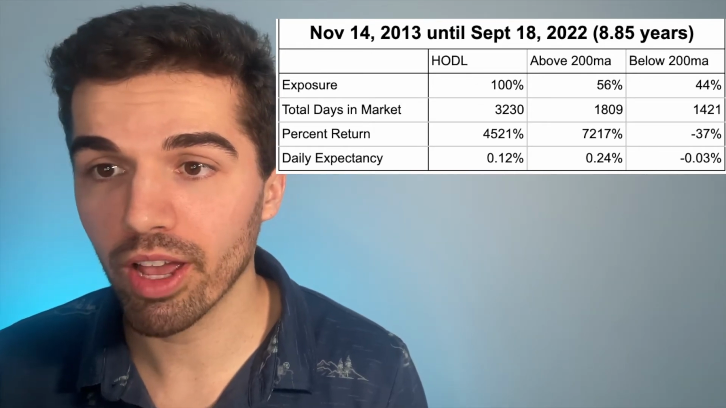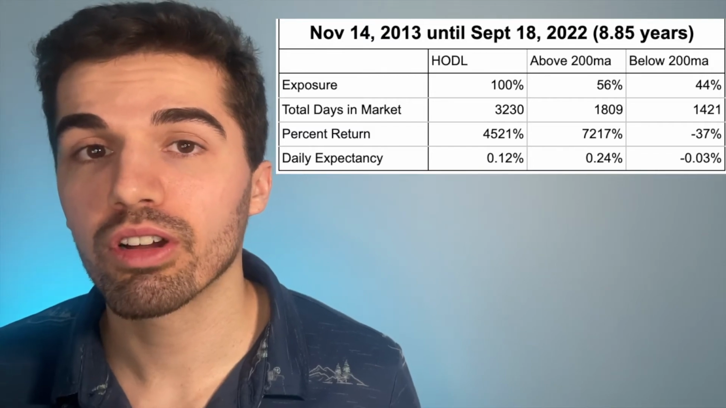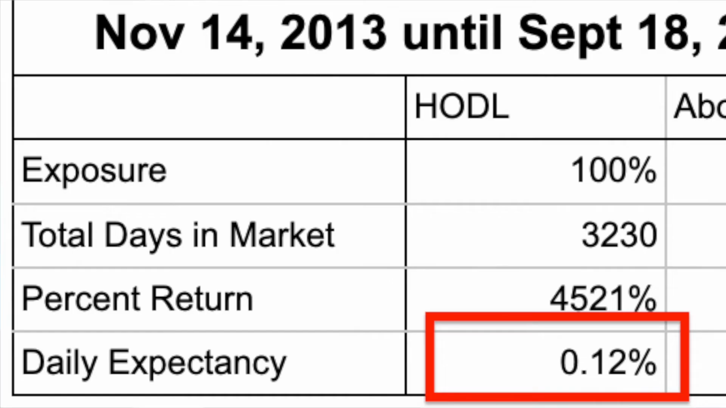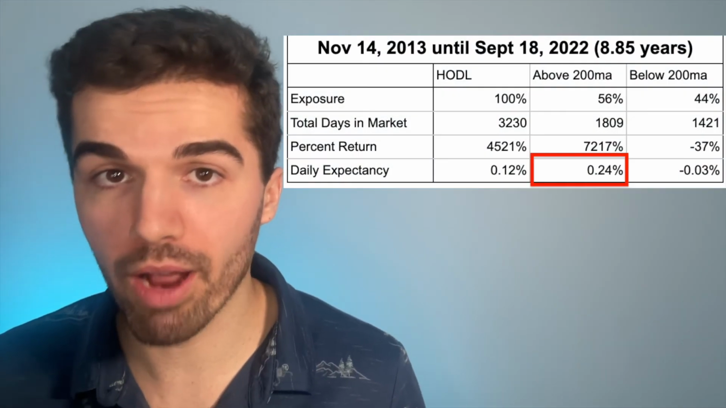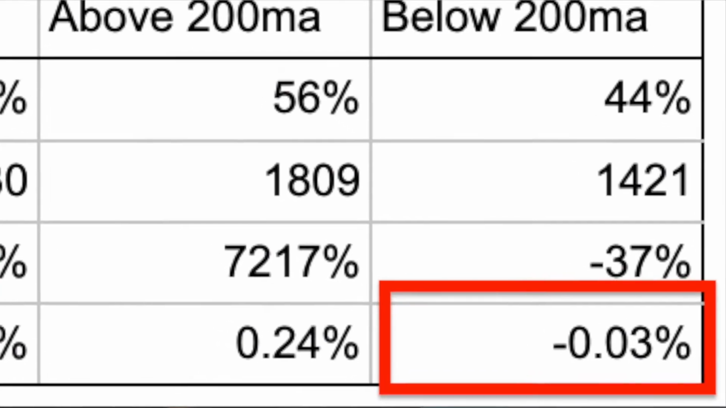So if you bought and held Bitcoin from 2013 till now, you would have made on average 0.12% per day. But for every day you were in the market above the 200-day SMA, you would have made double that per day, compounded. Meanwhile, if you would have bought below the 200-day SMA, your average daily expectancy would have just been negative 0.03% per day. But you may push back and say, well, almost half of that period was over 5 years ago.